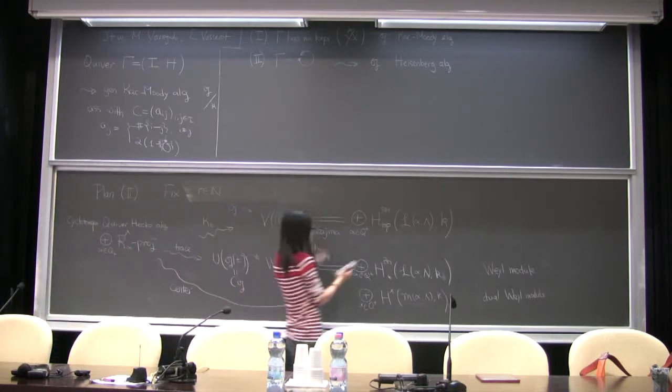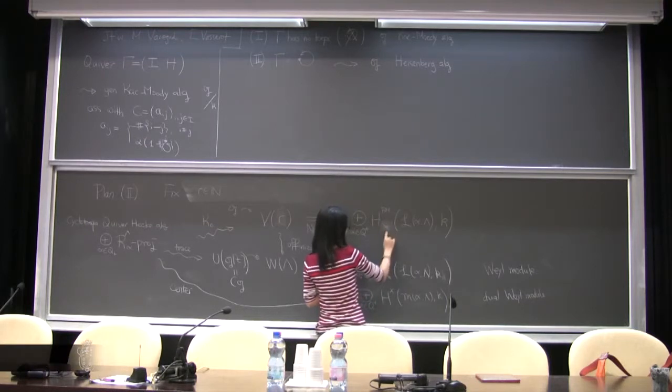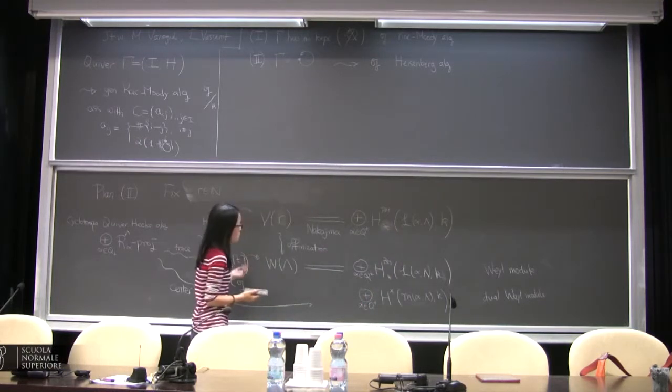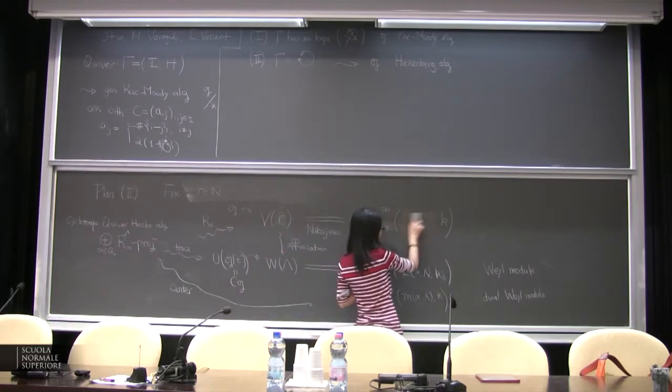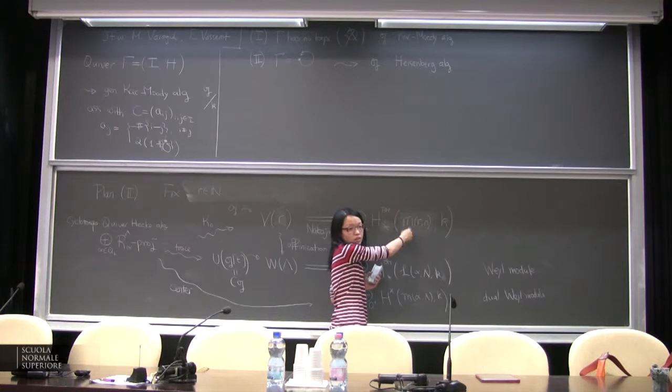And then here, Nakajima also constructed an action of the Heisenberg algebra on the space which is called a Heisenberg space. So I'll give the definition later, but just to give an idea: if R equals 1, then here it's a Hilbert scheme of points on the surface.